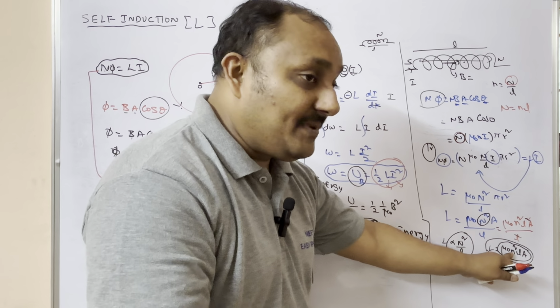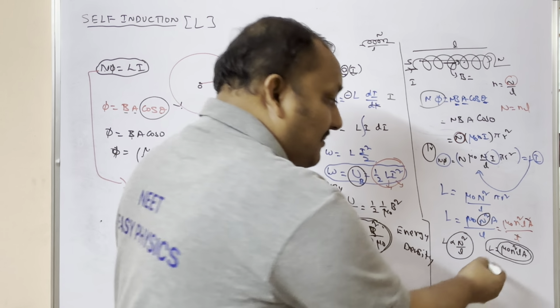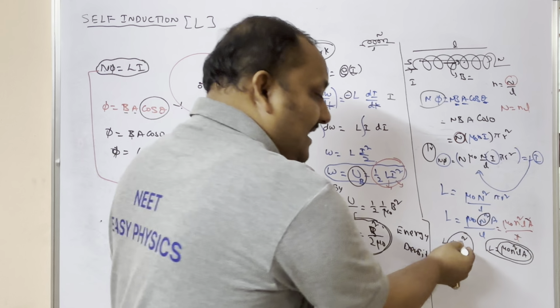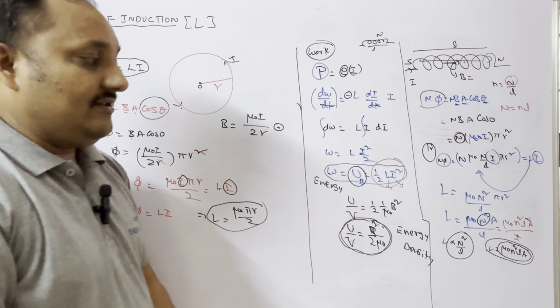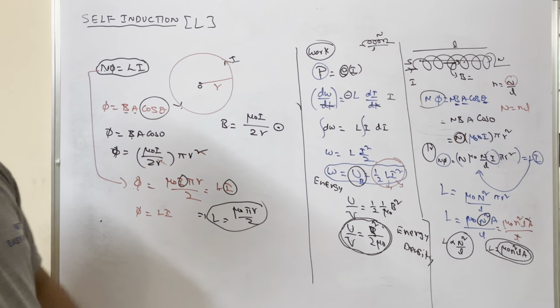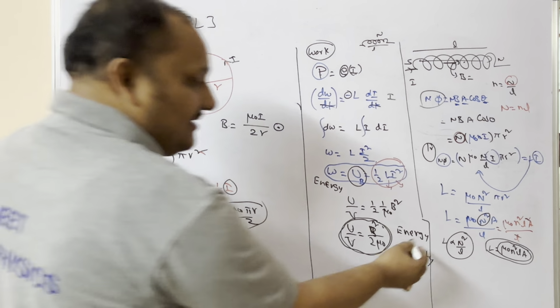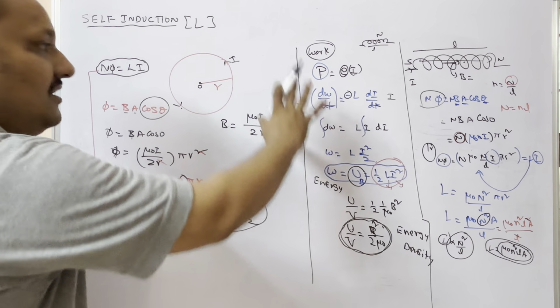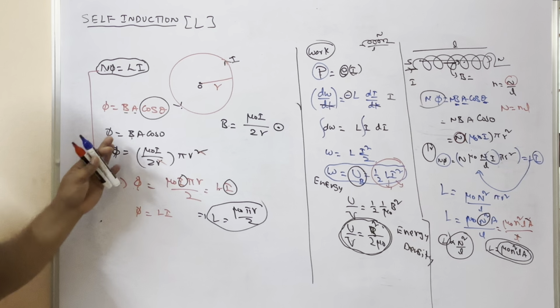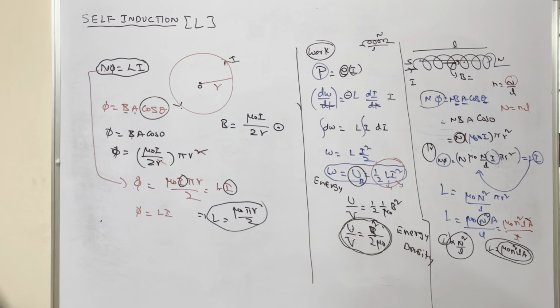What happens to self-inductance when the length of the solenoid is constant and the number of turns per unit length is doubled? Number of turns per unit length is different, number of turns is different. You have to see very carefully. Self-inductance is directly proportional to N square. So if you remember all these formulas, you can do any problem on self-inductance easily. Thank you.